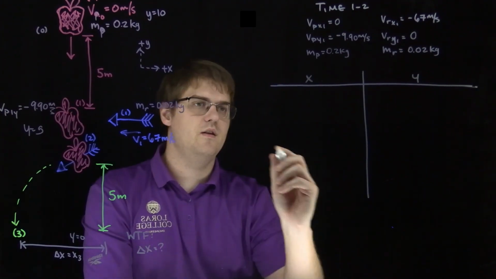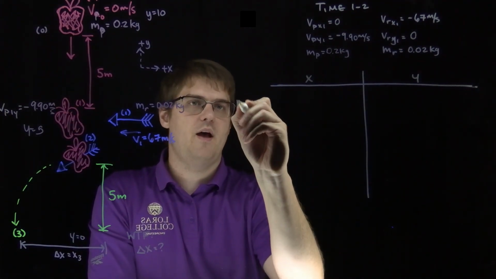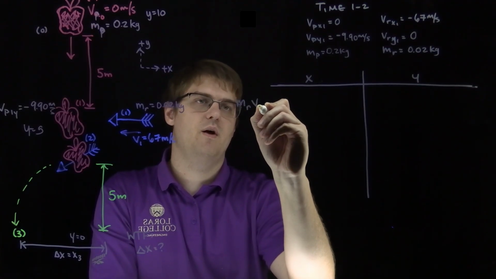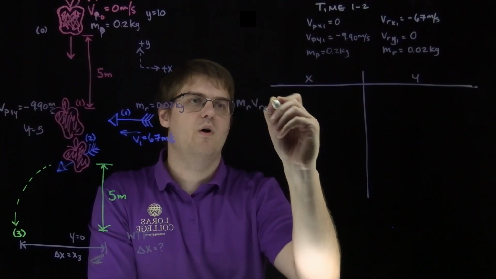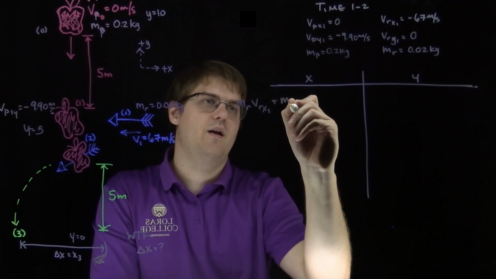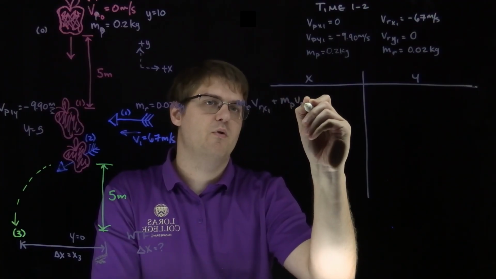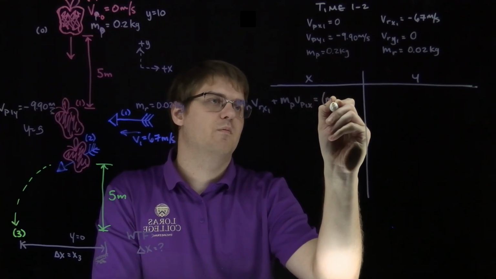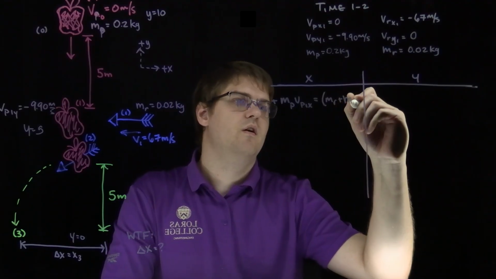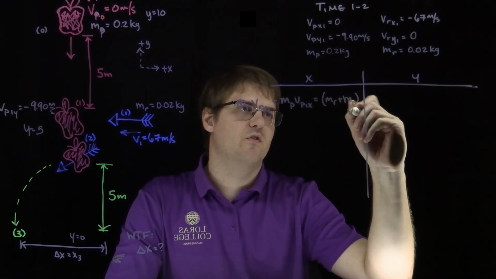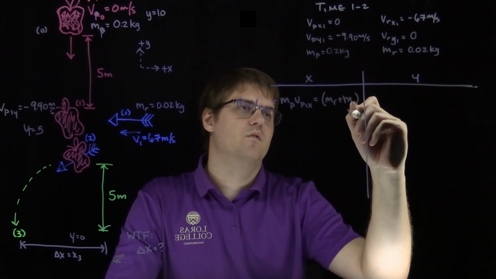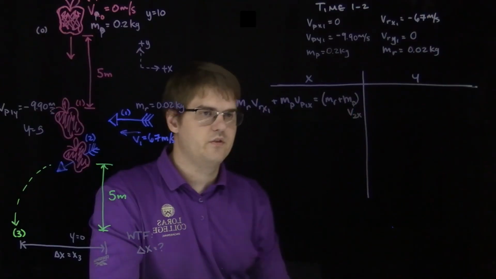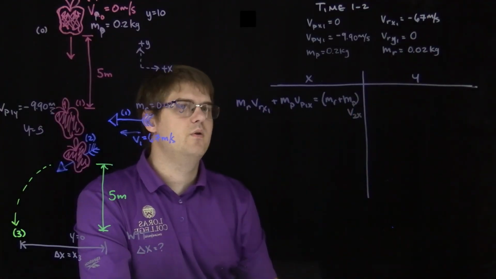So going in, I have my mass of my arrow times my velocity of my arrow in the x at 1 plus my mass of my apple times the velocity of my apple at 1 in the x is going to be equal to the mass of my arrow plus the mass of my apple times the velocity total. So I'm just going to call it the velocity 2 in the x. Almost fit that in one row.